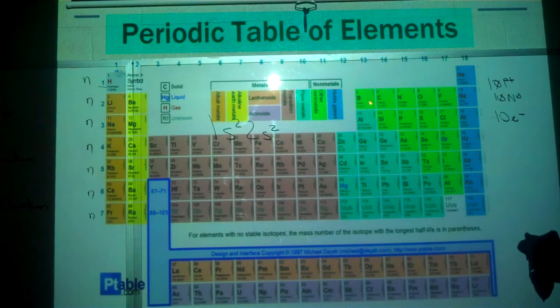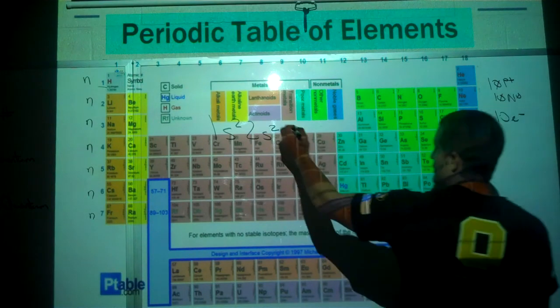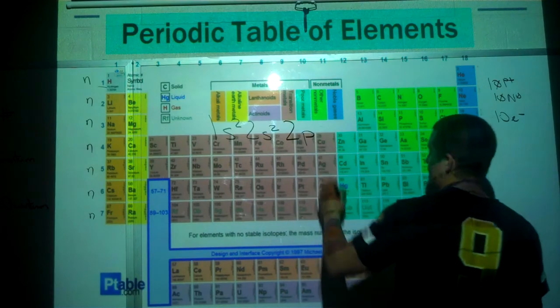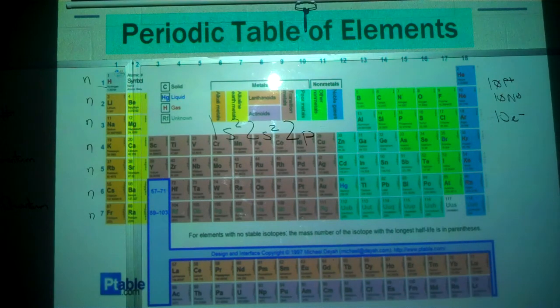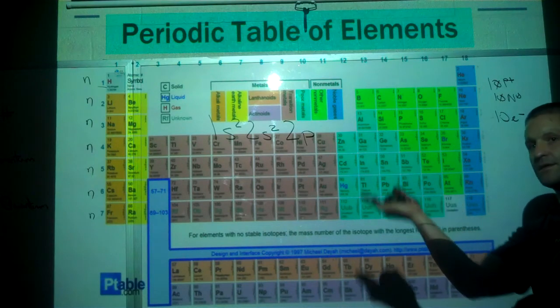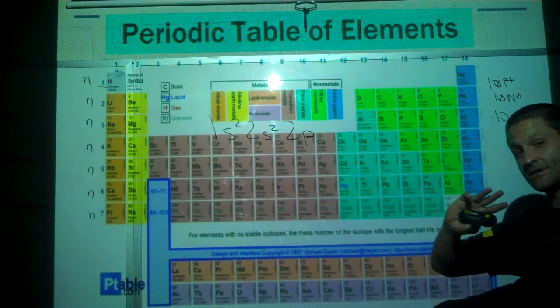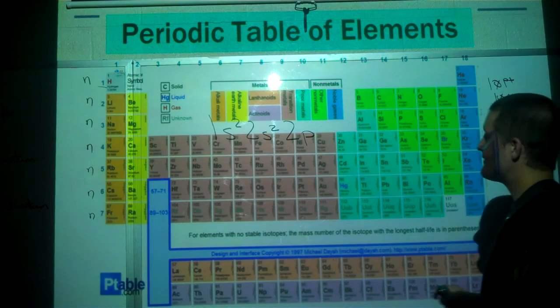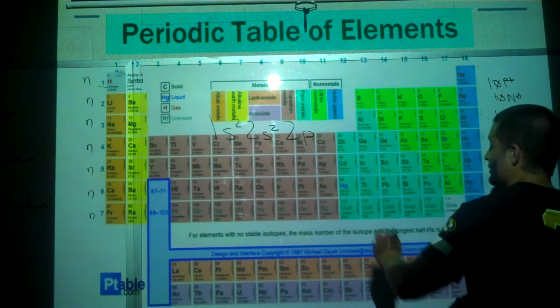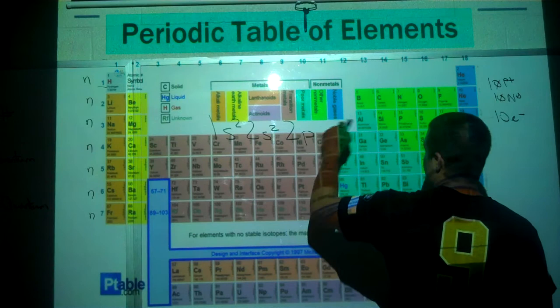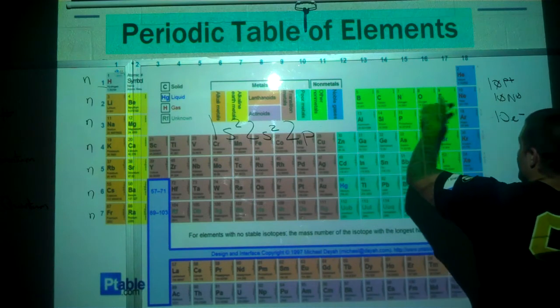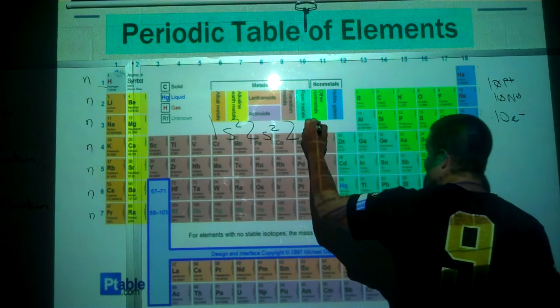Now we're going to have 2p. If you remember, p had a bunch of different ways it could be flipped. Remember the x-axis, the y-axis, and the z-axis. This is where it gets kind of tricky. So it can fit up to 6. So we have 1, 2, 3, 4, 5, 6. So it can fit 6 electrons in there.